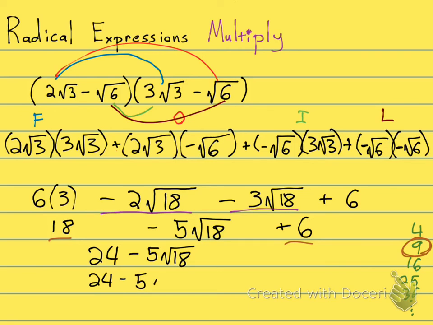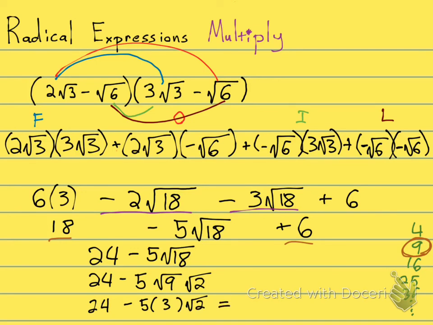Now the square root of 18 is the square root of 9 times the square root of 2. And I'm using 9 because I know the square root of 9. If I tried 6 and 3, I don't know the square root of 6, and I don't know the square root of 3. So the square root of 9 is 3. So I'm going to have 24 minus 5 times 3 square root of 2.